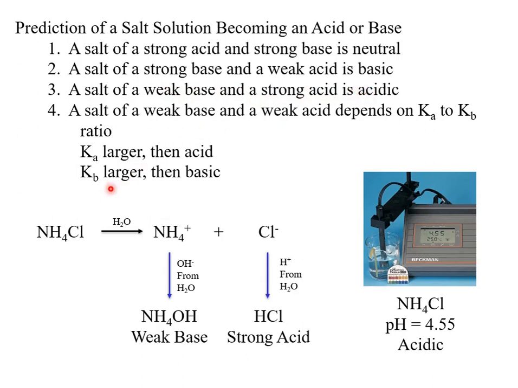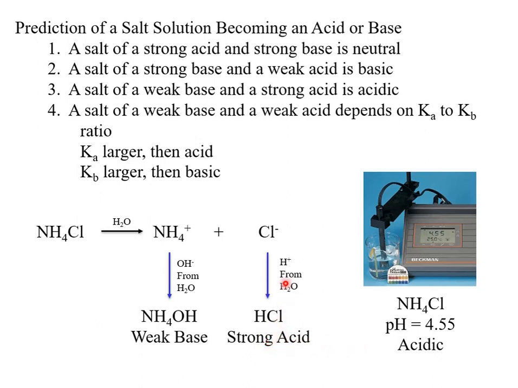What does that mean? Okay, so I took the example of ammonium chloride in the last example. Here's the image. It was 4.55 and considered to be acidic. Whenever I dissolve ammonium chloride in water, it breaks up into the ions of ammonium plus chloride. Now the ammonium ion is going to attach itself to the hydroxide from the water to form ammonium hydroxide, and that is considered to be a weak base. The chloride ion is going to attach itself to the hydrogen from the water molecule and form HCl, which is considered to be a strong acid. So the weak base plus a strong acid gives me an acidic solution, okay?